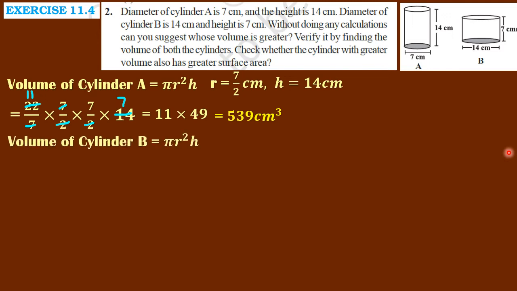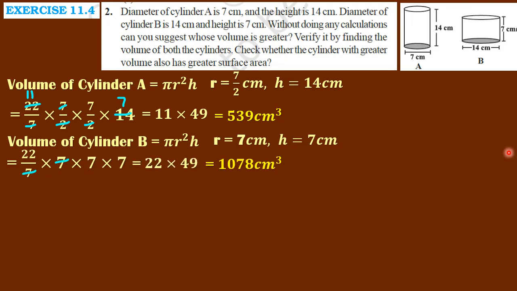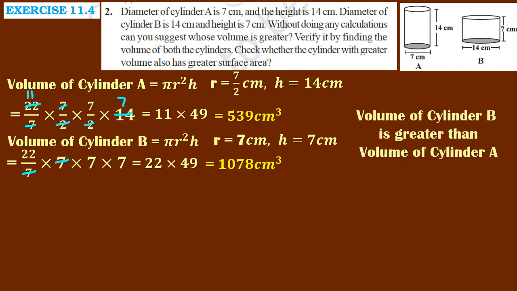Now let us find the volume of cylinder B. Its radius is 14 by 2, that is 7 centimeter, and height 7 centimeter. So its volume is equal to 1078 centimeter cube. See, exactly double of this. Because here the diameter is double, so volume double. So volume of cylinder B is greater than volume of cylinder A.